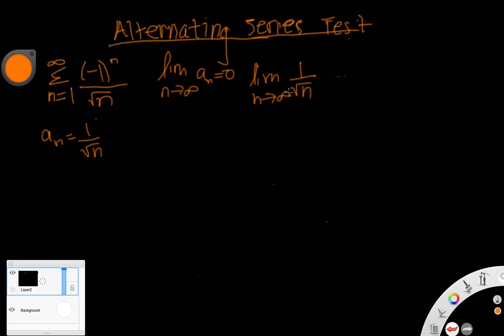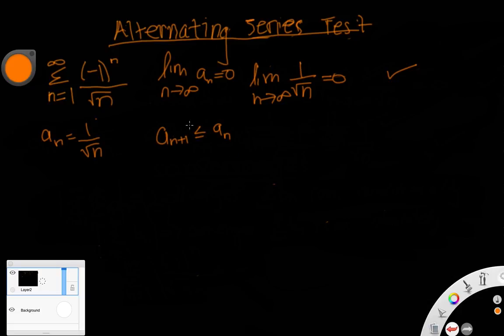So we have 1 over radical n. And as n approaches infinity, we have 1 over radical infinity, which is 1 over infinity, which is 0. So here we've proven that this series goes to 0. Now the second thing we need to prove is that the n plus 1 term has to be less than or equal to the nth term. And this is important, and it also makes sense, because what this is saying is that every term has to be smaller than the term before it.